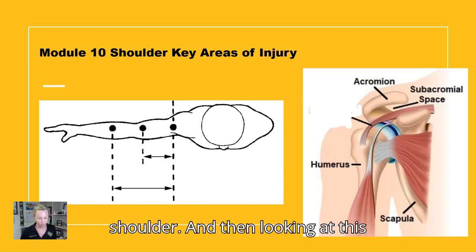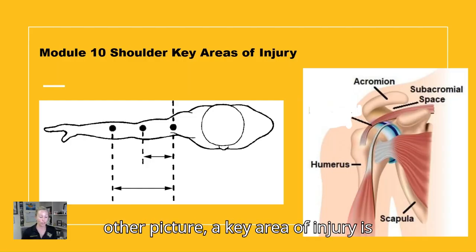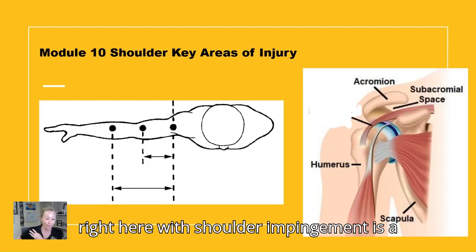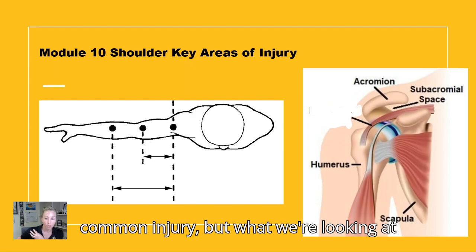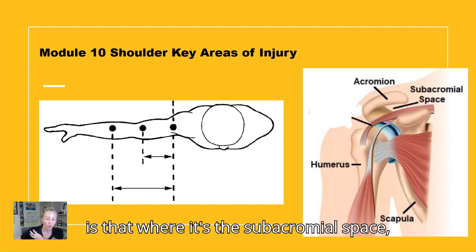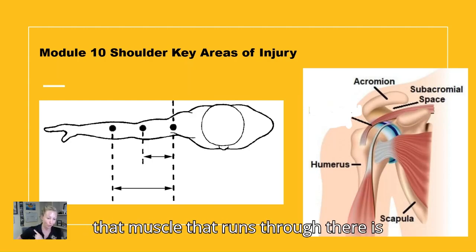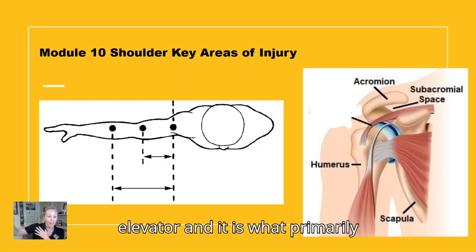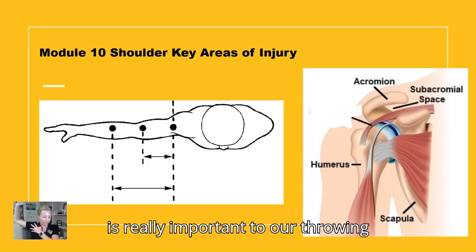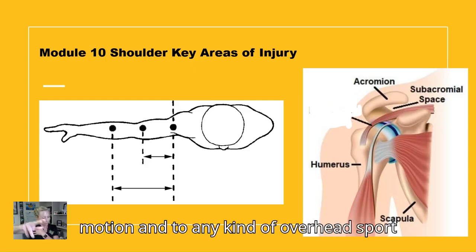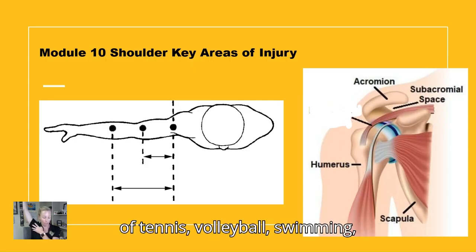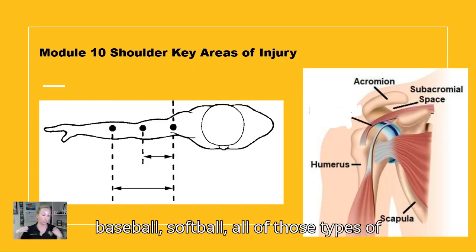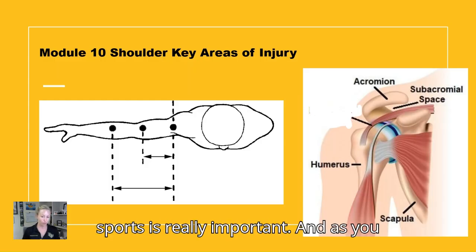And then looking at this other picture, a key area of injury is right here: shoulder impingement is a common injury. But what we're looking at is that where it says subacromial space, that muscle that runs through there is the supraspinatus. It is our main humeral elevator, and it is really important to our throwing motion and to any kind of overhead sport, tennis, volleyball, swimming, baseball, softball, all of those types of sports.